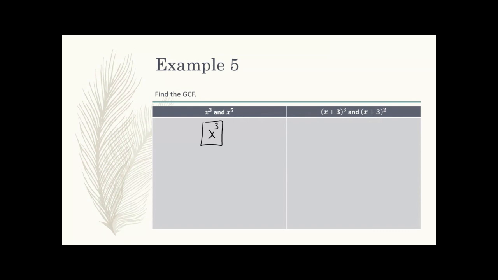Now, the second example here, I have (x + 3) cubed. So inside the parentheses is a binomial expression. It has two terms, x and 3. So it's cubed, and then we have (x + 3) squared. We have the same thing underneath the exponents, and so we're looking for the smallest exponent for the greatest common factor, and that would be (x + 3) squared, because 2 is smaller than 3 as the exponent. And that's it. That's your GCF.